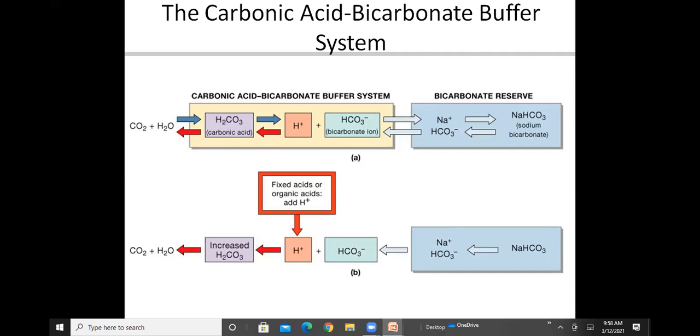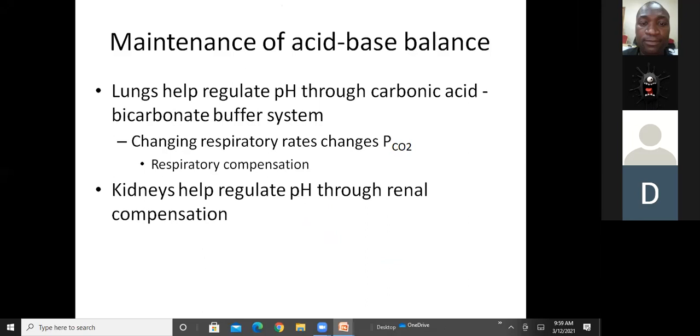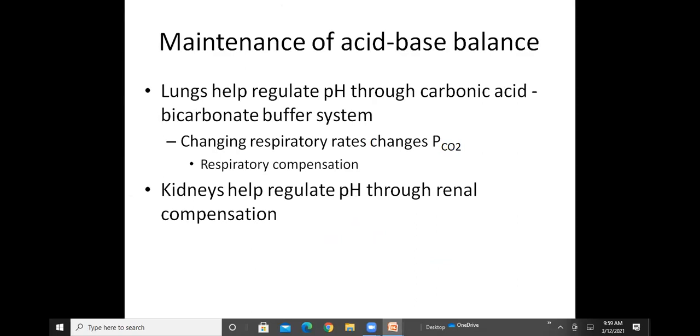So you know very well that that reaction whereby carbonic acid is converted into carbon dioxide and water is catalyzed by carbonic anhydrase. So now, maintenance of acid-base balance. The lungs help regulate pH through carbonic acid bicarbonate buffer system. So changing respiratory rates would also change the partial pressure of carbon dioxide. The kidneys also help regulate through the renal compensation through ion exchange. They are regulating the ion level, and the bicarbonate levels would also help regulate pH.